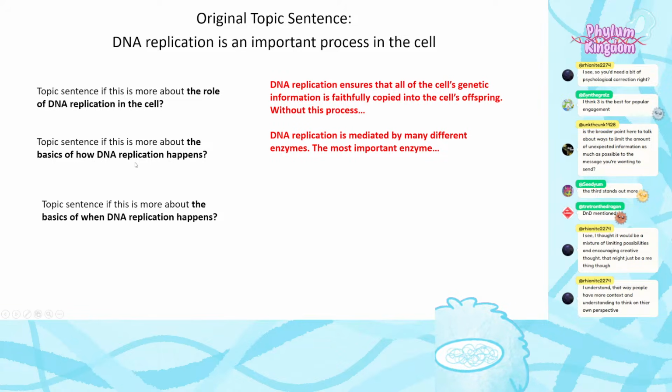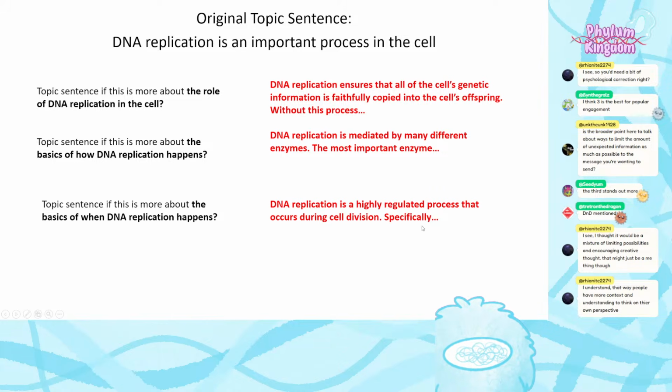If I want to talk about how DNA replication happens, I would rewrite this sentence to: DNA replication is mediated by many different enzymes. The most important enzyme, blah, blah, blah, right? I've set up the fact that we are going to be talking about how DNA replication happens, and then I am going to narrow down on the most important enzyme. That's also a natural way to transition out of this topic sentence. And again, it flows, right? You can understand that there's a structure here. What about when? DNA replication is a highly regulated process that occurs during cell division. Specifically, right, you can tell that there's kind of a funnel in these two, that I am starting with a broad idea and then I'm getting more specific, right? I am leading people to a conclusion that I want them to reach.